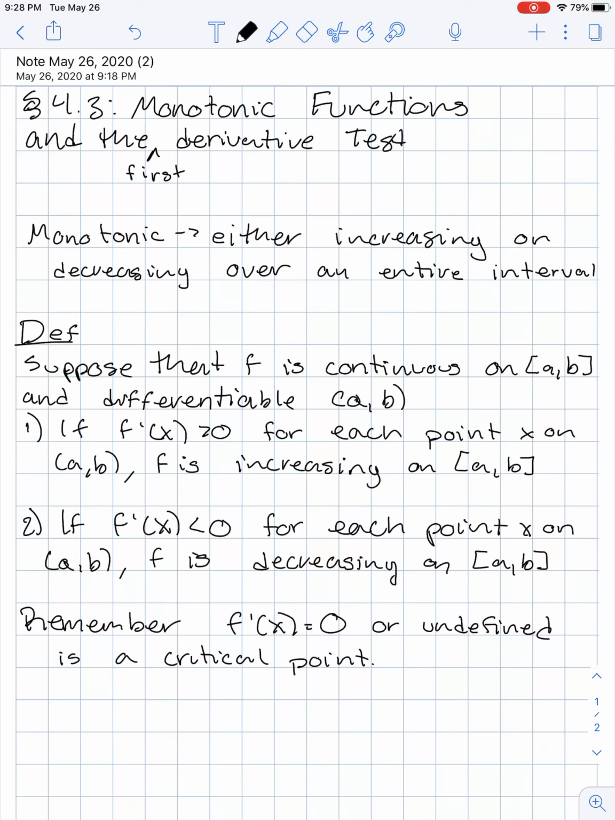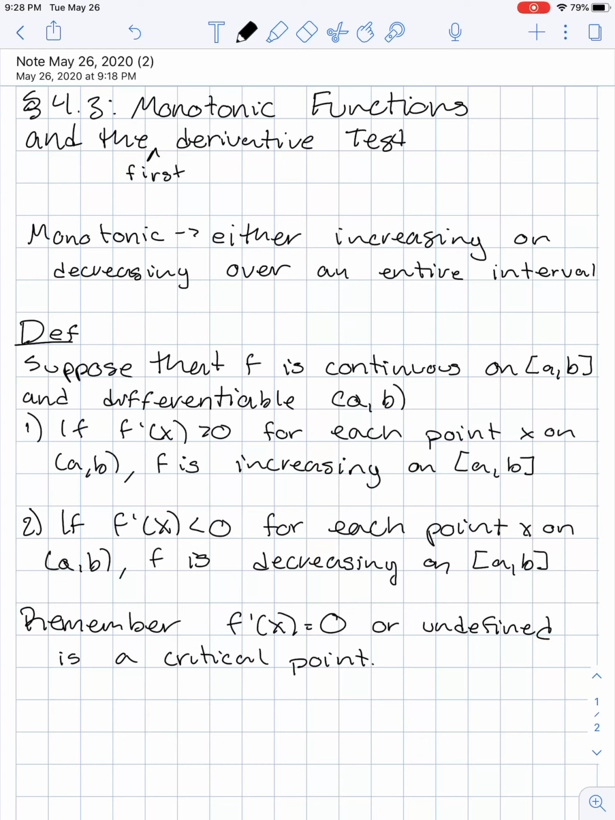that closed interval, right? Remember how we've talked about before that if f prime of x equals 0 or is undefined, that is a critical point. So if f prime is positive, we're increasing. If f prime is negative, we're decreasing. If it's 0, we're a flat line, so we're at a critical point.